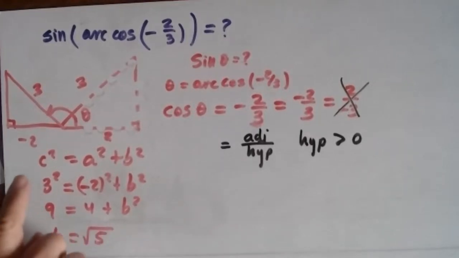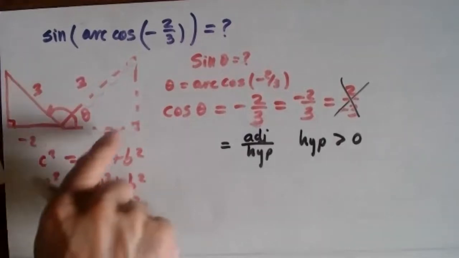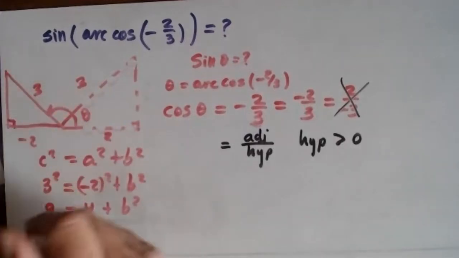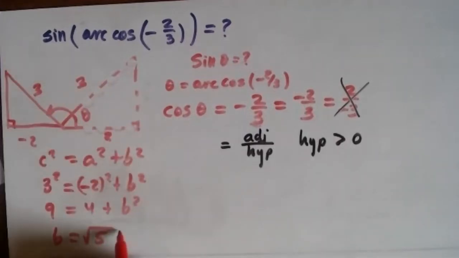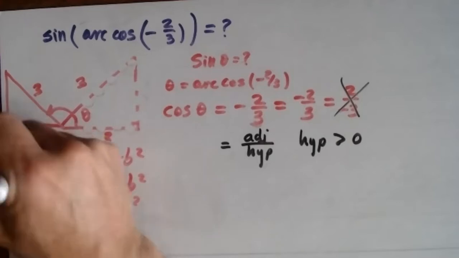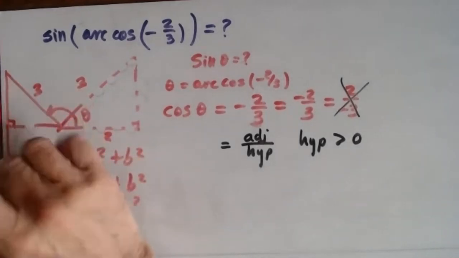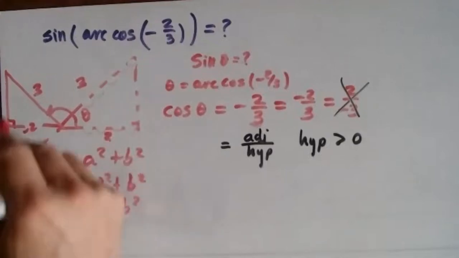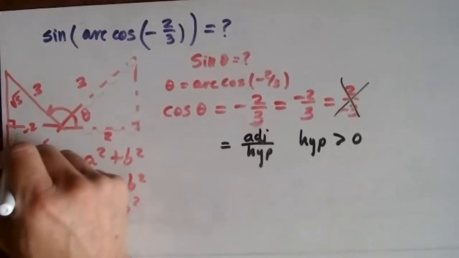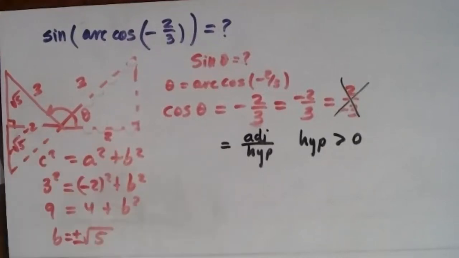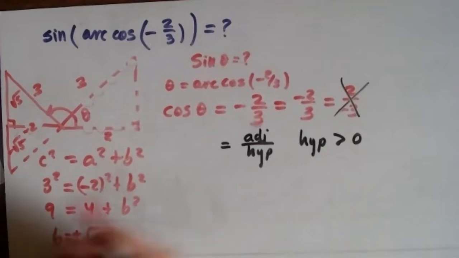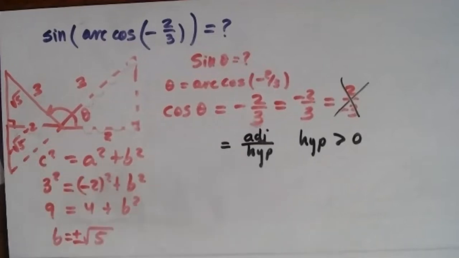But the situation here is, if I let this go in any direction, this could be positive square root of 5 or negative square root of 5. So I can have both. So this could also be in this direction, so it could be negative 2 right here, and this could be positive square root of 5 or negative square root of 5, correct? So I have to live with that.